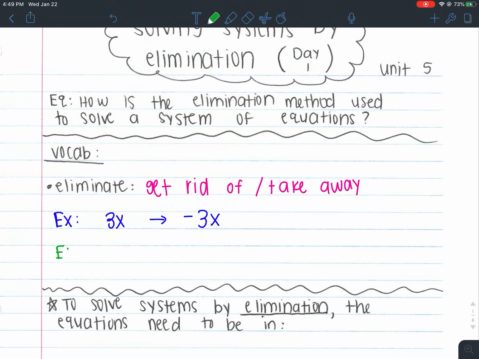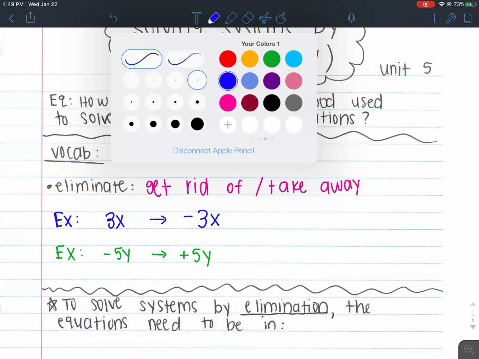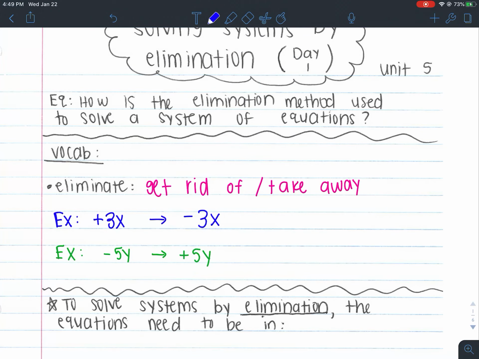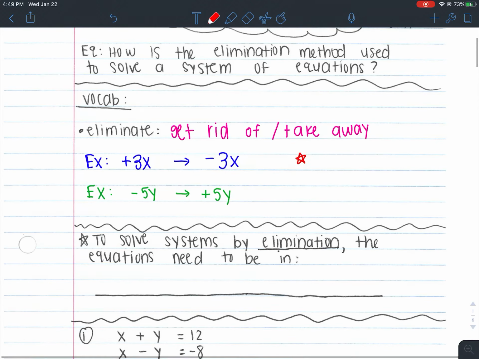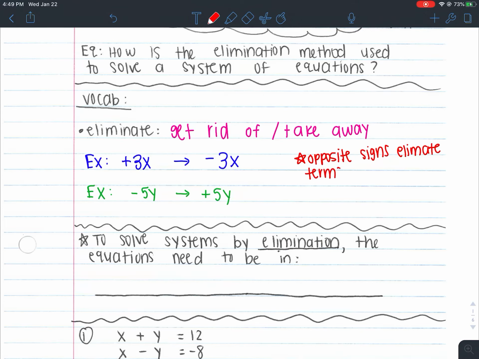Or another example is, if I have negative 5y, how do I get rid of that? Well, if I'm trying to get rid of a negative 5y and make it 0, I would have to add 5y to it. So I'd have to add 5y, and those eliminate each other, right? So opposite signs are what eliminates things. So if you want to put that as a note, opposite signs eliminate terms.